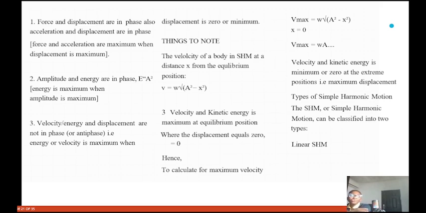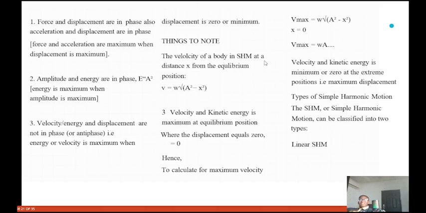So what are the things to note? These formulas are important because of simple harmonic motion, a lot of things. The velocity of a body in simple harmonic motion at a distance x from the equilibrium position, where A is the amplitude, don't forget that. x is the displacement from the mean position. So for me to know the velocity, it's the angular velocity multiplied by the square root of the amplitude squared minus x squared.